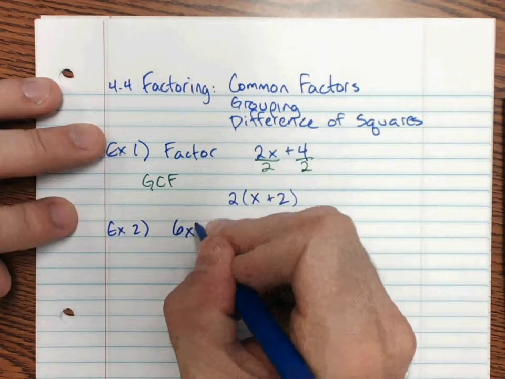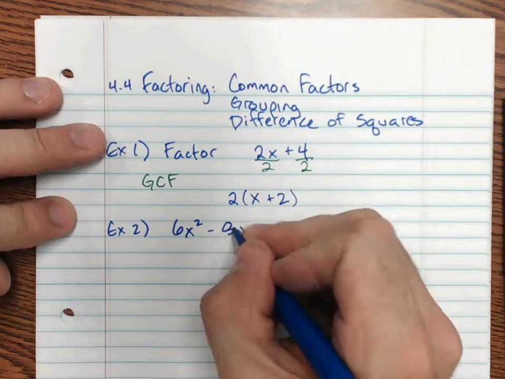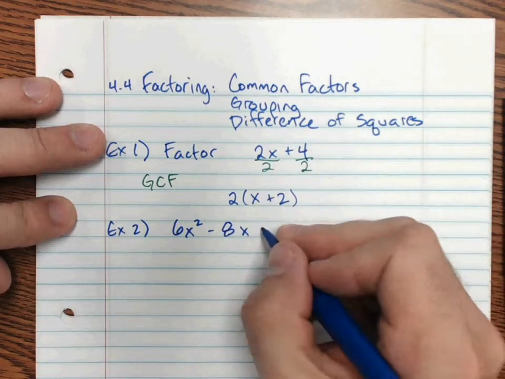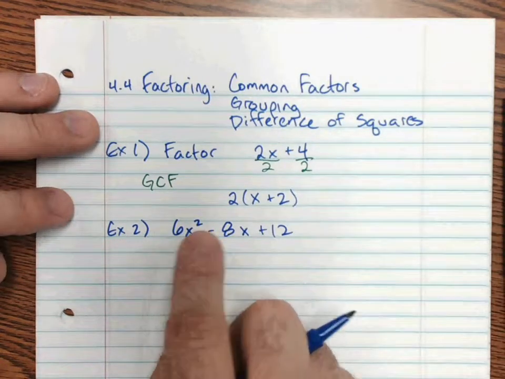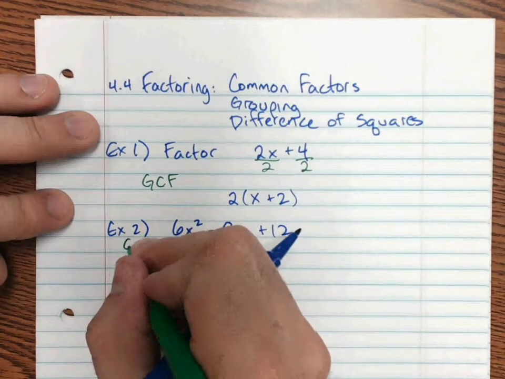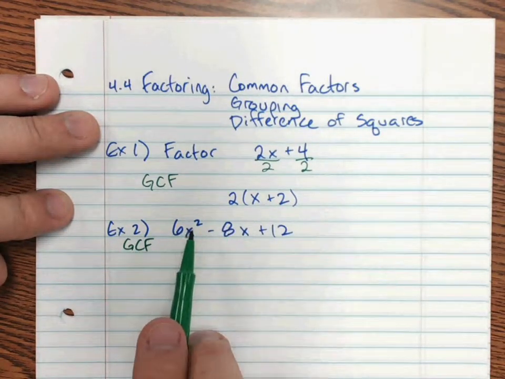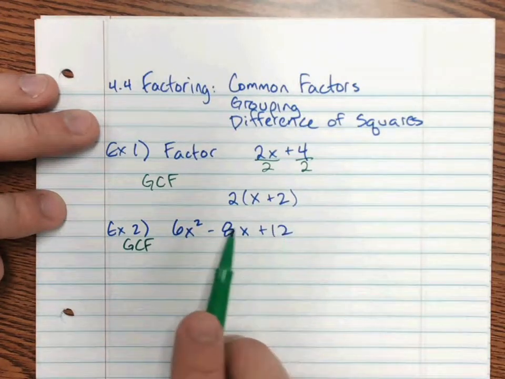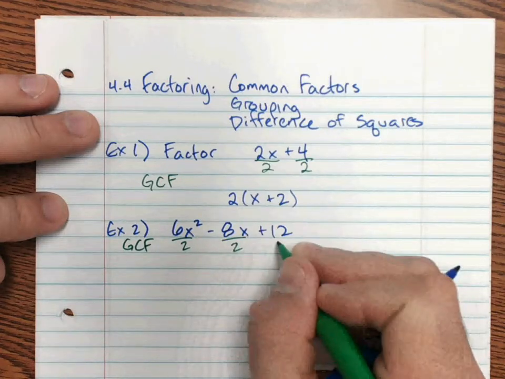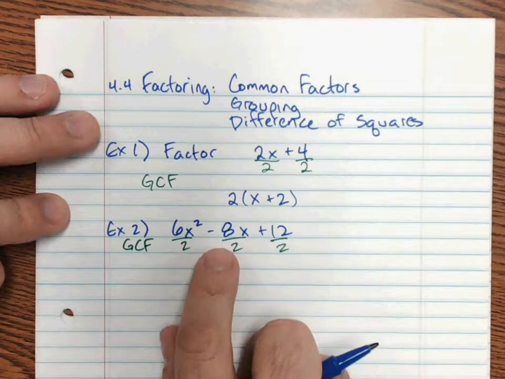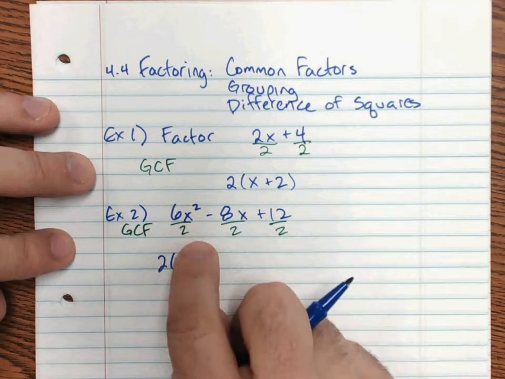So 6x squared minus 8x plus 12. And what you would look for here is the same idea. We're going to look for a GCF. So we look at each term, 6x squared, 8x, and 12. They each share a factor, again, of 2. So whatever the common factor is, you're going to put on the outside, and then you are going to divide each term by that common factor.